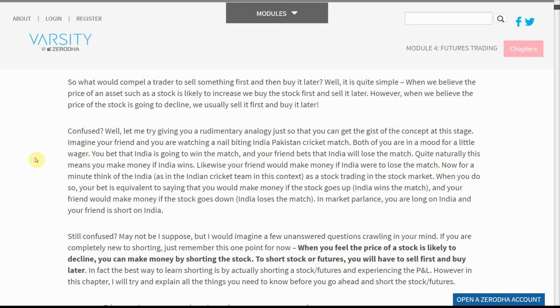Now for a minute, think of India, as in the Indian cricket team, in this context as a stock trading in the stock market. When you do so, your bet is equivalent to saying that you would make money if the stock goes up, India wins the match. And your friend would make money if the stock goes down, India loses the match. In market parlance, you are long on India and your friend is short on India.